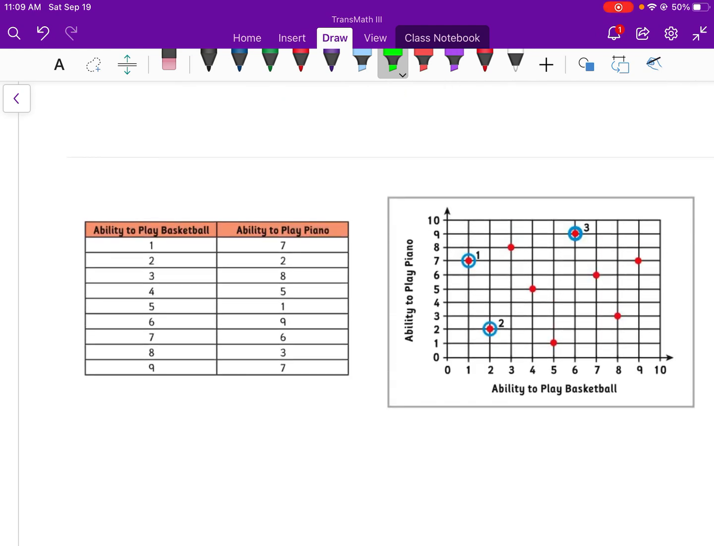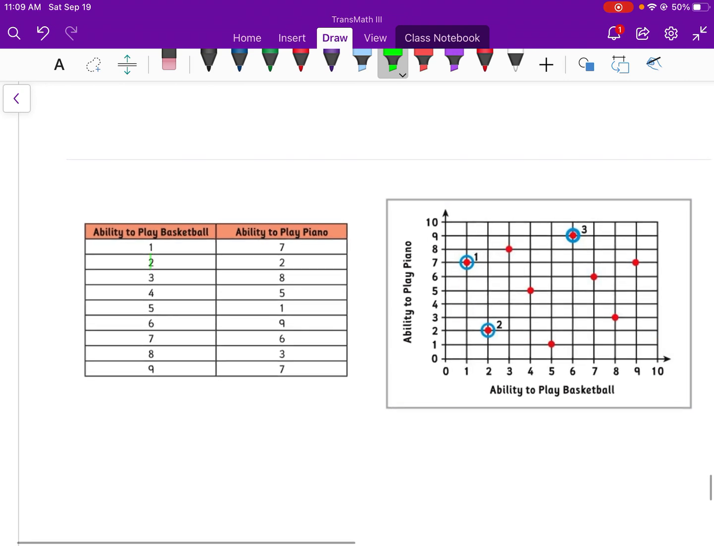So looking at this scatter plot now, the ability to play basketball compared to the ability to play piano. Let's look at the ones that they have circled. The ability to play basketball was 2, and the ability to play piano was 2 as well. So at that point, we're looking at this one. Those are the ones that line up.